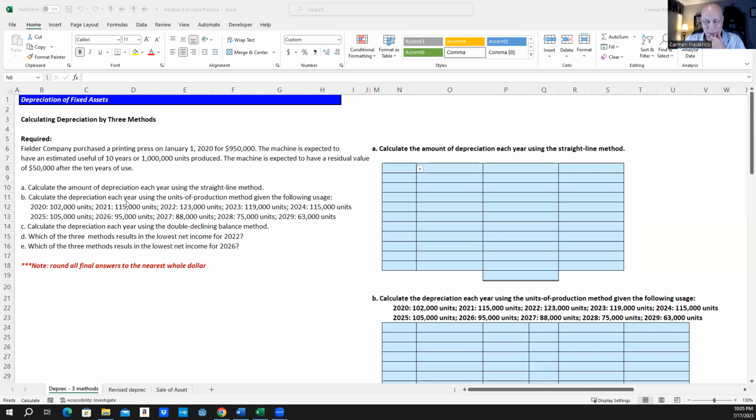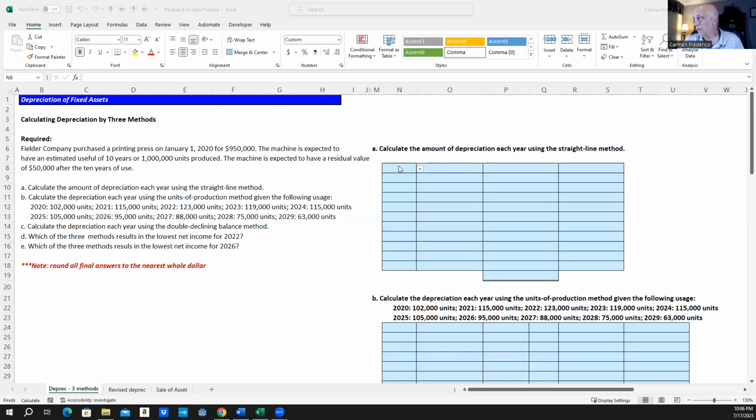What is the straight line method? It means we're going to calculate it and use that same depreciation over the life of the asset. It's based upon time. So we're going to take our cost, $950,000, minus the salvage value, the part we don't want to depreciate, the $50,000. So we're going to take 950,000 minus 50,000. We're going to take that $900,000 and divide it by the 10 years to get a depreciation per year on a straight line basis. So let's calculate that.